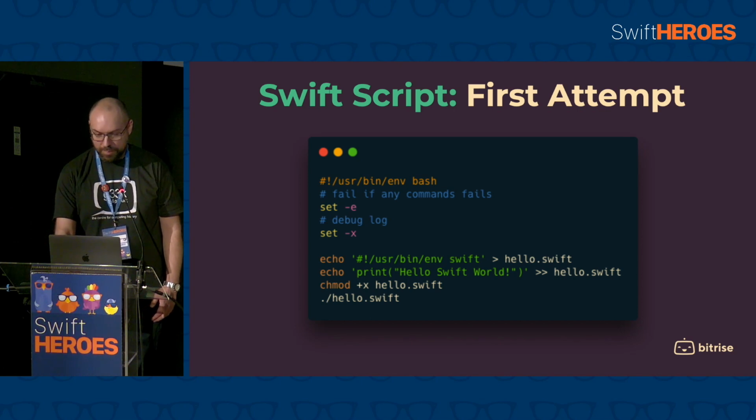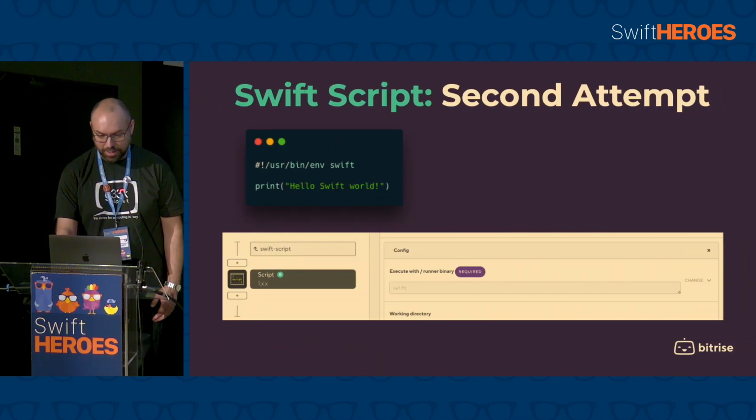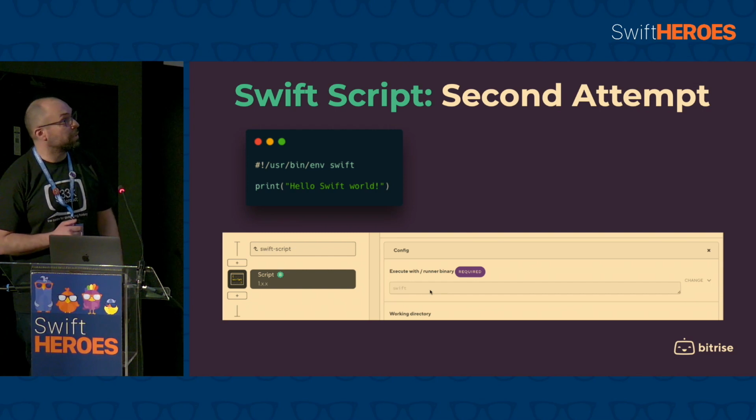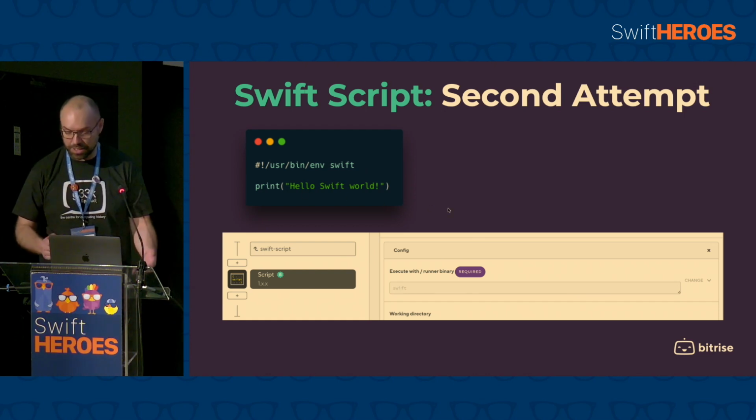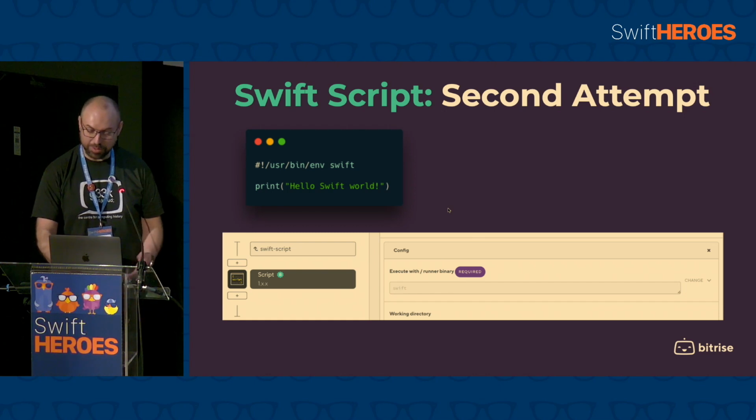Not very nice. But then I found out that I can set the tool that I wanted my script to be run with here in the Bitrise tab. So there's a text area where I input my script, and I can put in something like this. I specify that this will be run with Swift, and then I'm using this Swift code to print a message. This looks much better.